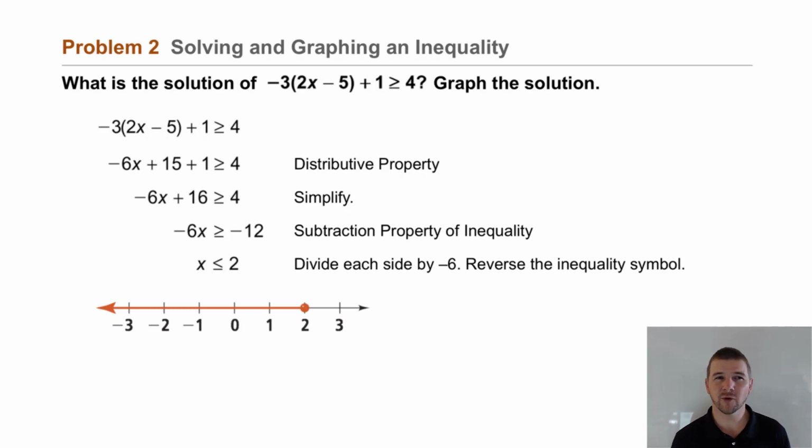First, we'll plot our boundary point 2, and we need to consider whether that should be an open or a closed circle. Since 2 is part of our solution set, we want to include 2 in the graph, so it will be a closed circle. Then x is less than or equal to 2 indicates values to the left of 2 on the number line, so our arrow points to the left.